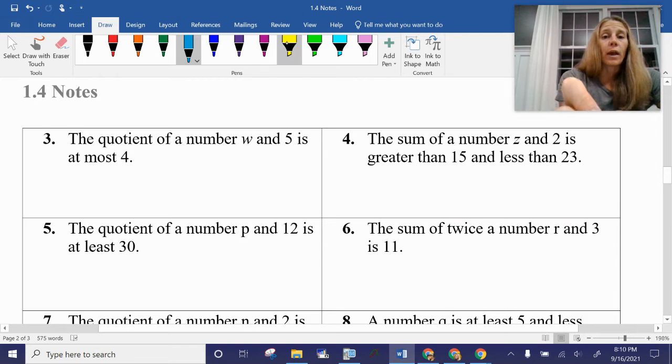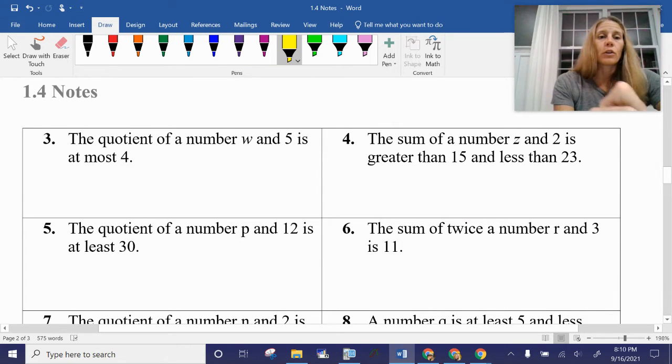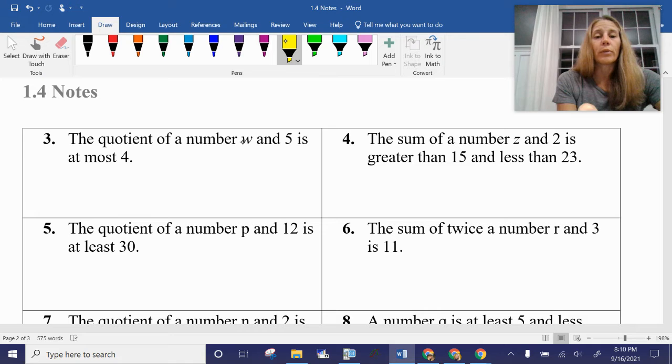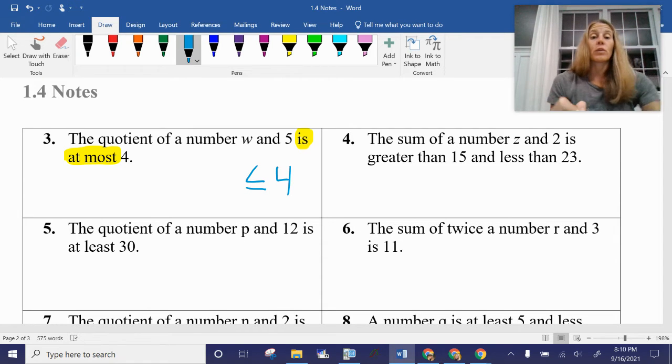Number 3, again, first thing I do is look for the word "is." The quotient of a number W and 5 is at most 4. So I'm going to fill in my symbol for that part, "is at most 4." So that means that it can be equal to 4 and it can be less than 4. So it can be 4 or 3 or 2 or 1 or whatever. So it has to be less than or equal to that 4. Now I can do my expression.